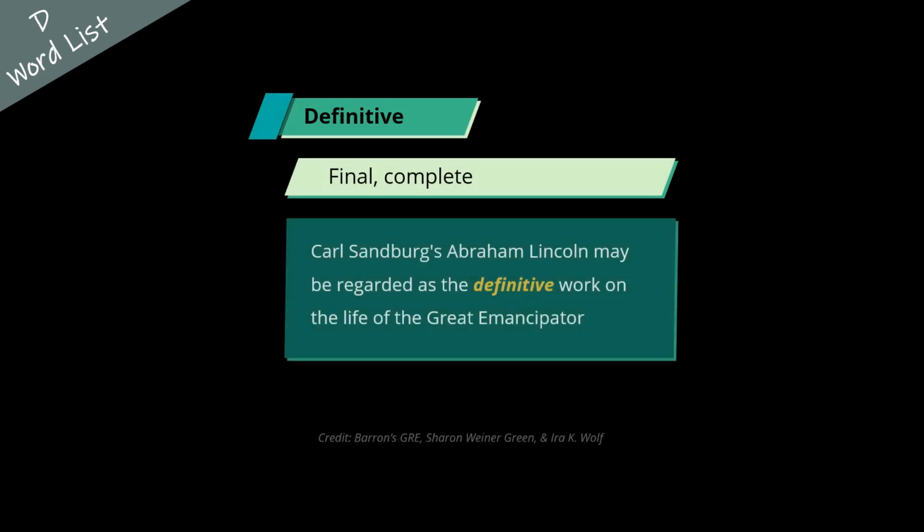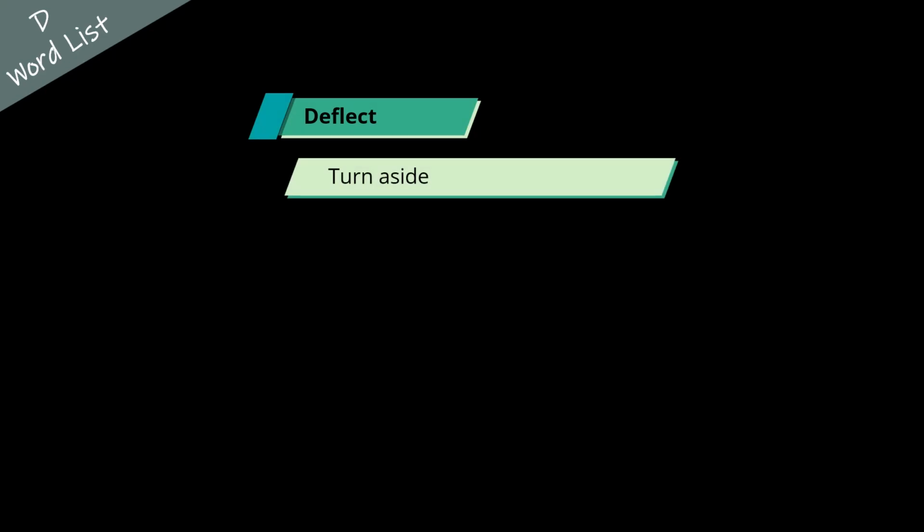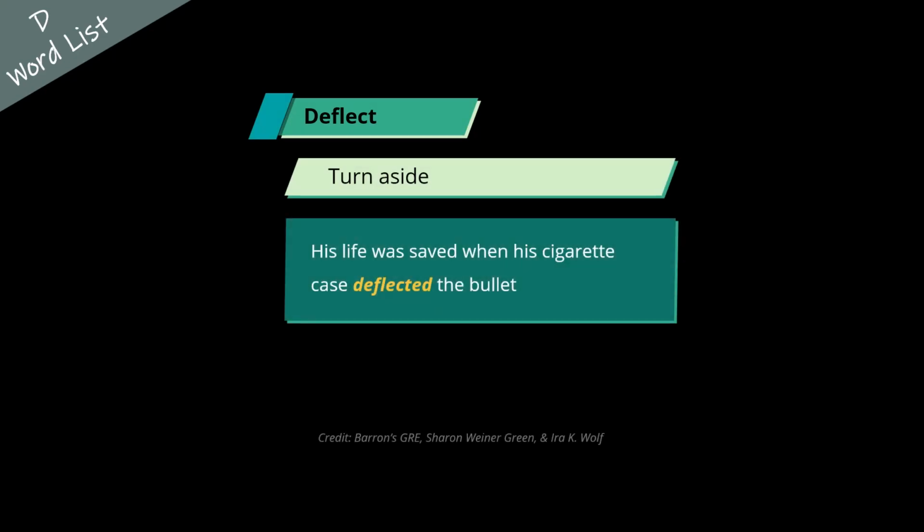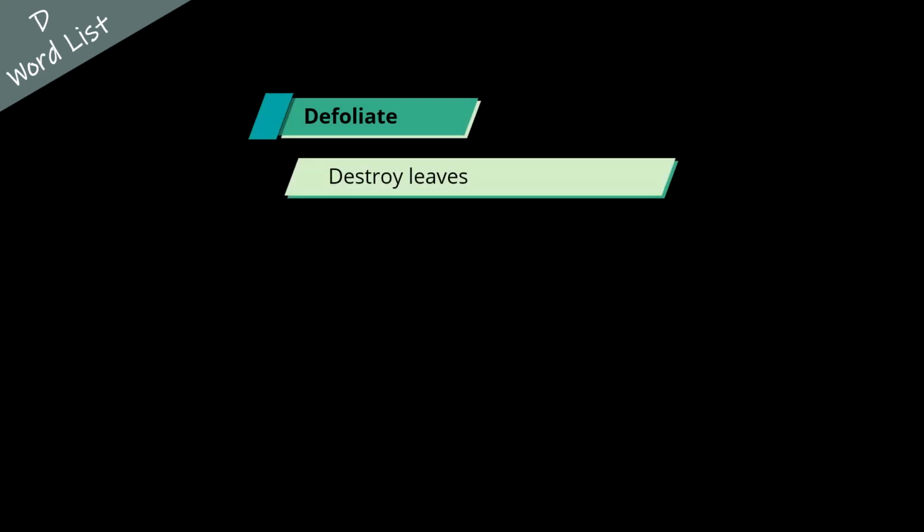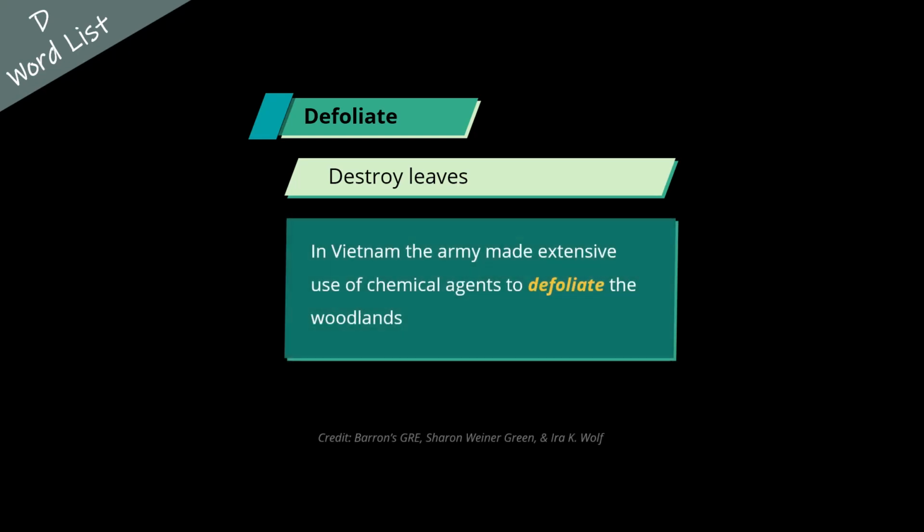Definitive means final, complete. For example, Carl Sandburg's Abraham Lincoln may be regarded as the definitive work on the life of the great emancipator. Deflect means turn aside. For example, his life was saved when his cigarette case deflected the bullet. Defoliate means destroy leaves. For example, in Vietnam the army made extensive use of chemical agents to defoliate the woodlands.